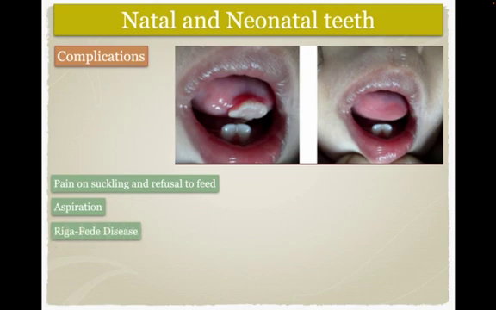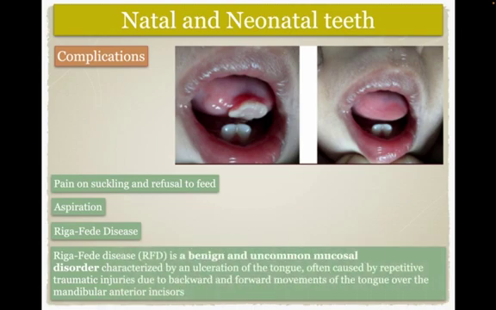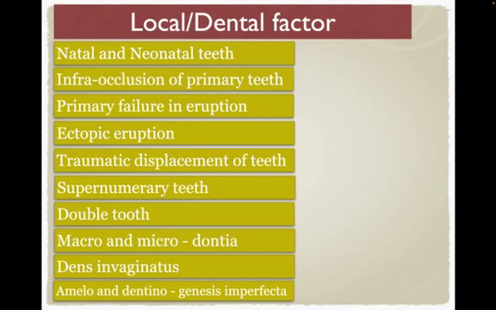So usually if these teeth are mobile, the pediatric dentist sometimes decides to extract them. Riga-Fede disease is basically an uncommon mucosal disorder characterized by continuous ulceration of the tongue, and that is caused by the suckling movement. During suckling, the tongue moves forward and backward, hitting the lower incisors, causing a traumatic ulcer to the tongue, and that happens when there is a natal or neonatal tooth.